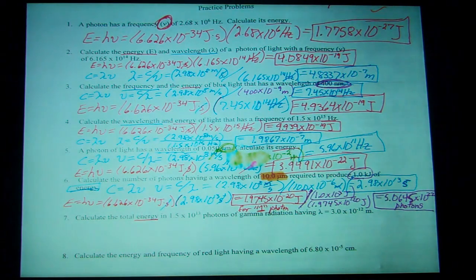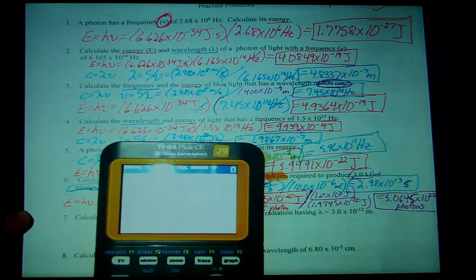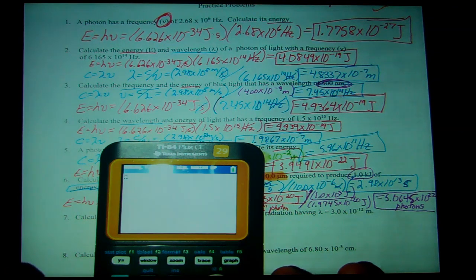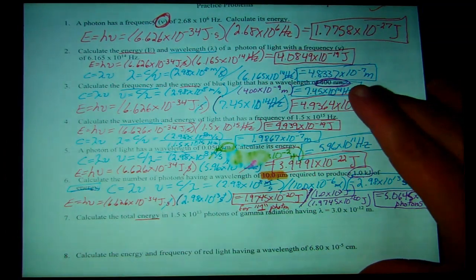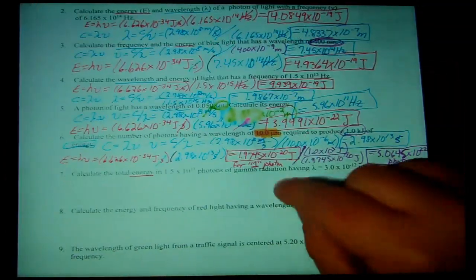Oops, sorry there. I'll throw my calculator on here so everybody can see it. Let's dim that up some. So we're going to start on this. We're going to start on 7.